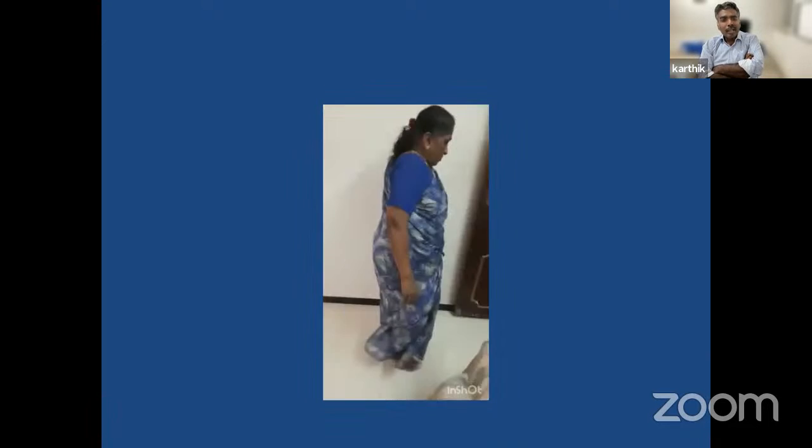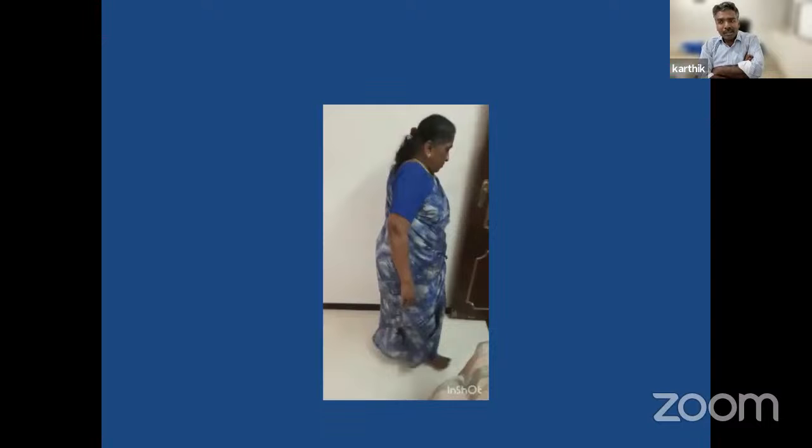She's doing very well. I was actually very anxious as to what is happening with her, and kept on calling her to find out how she is and all that, but she has done really well. After 6 weeks, the brace was removed, and the MCL has healed well, and she's very stable. Any comments or anything? Yes, sir.